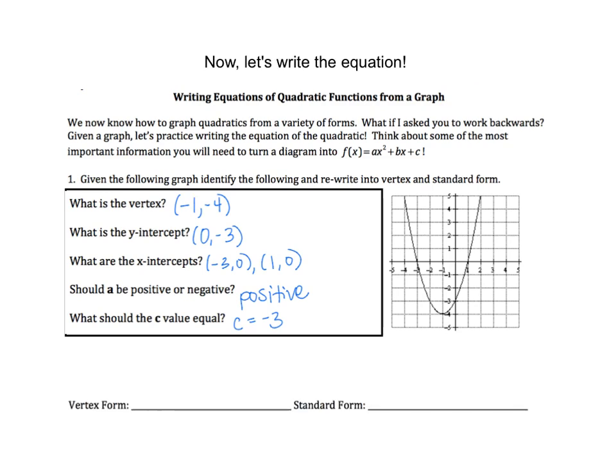And there's more than one way to do this. We're going to start with the first method where we're going to write it in vertex form. And I'll lead you through another couple ways to write the equation as well. So first, you'll notice that the vertex is at (-1, -4), and I know the vertex form of a parabola looks like this, where (h, k) is my vertex.